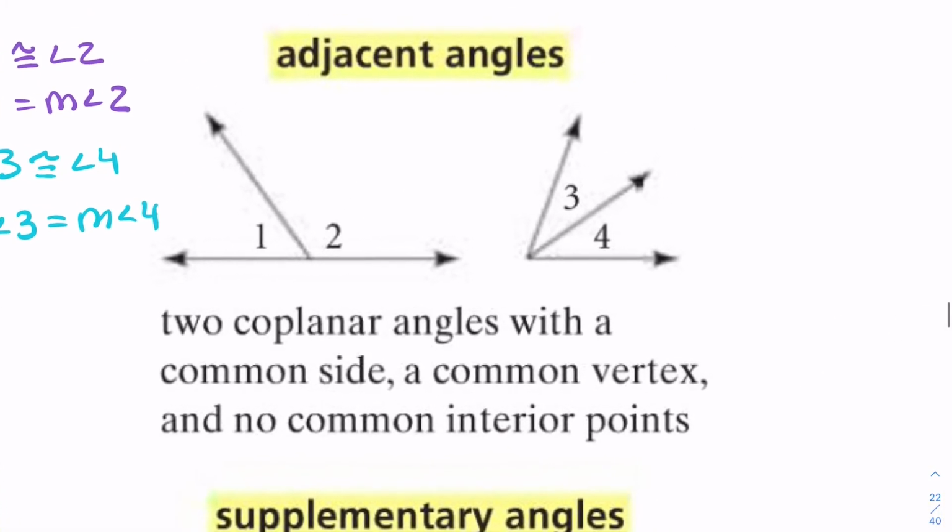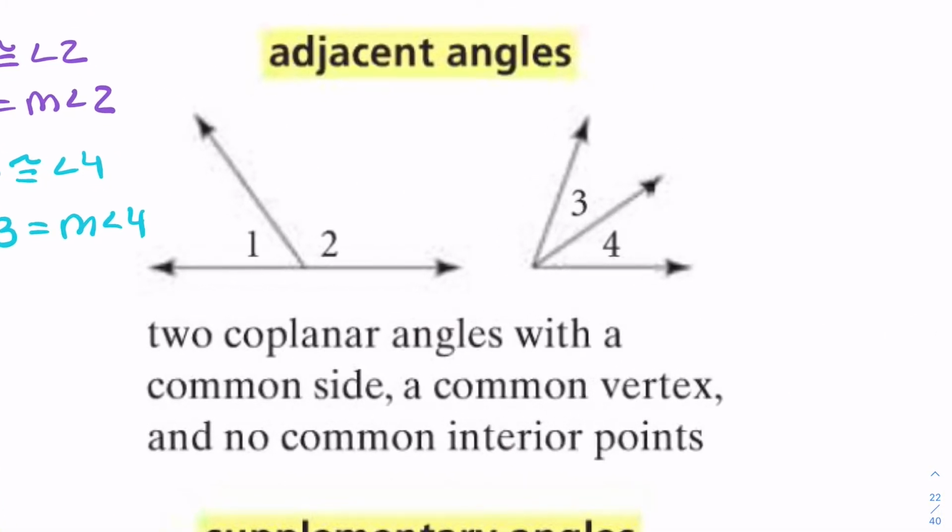Adjacent angles are side by side. They can be supplementary, but they don't have to be. See, 1 and 2 are adjacent. 3 and 4 are adjacent. They're described as two coplanar angles with a common side. Here's your side. They are also coplanar, in the same plane, and have a common vertex. No common interior points. That means that if I put some points here and some points here, they don't have anything in common. They don't share the same space.